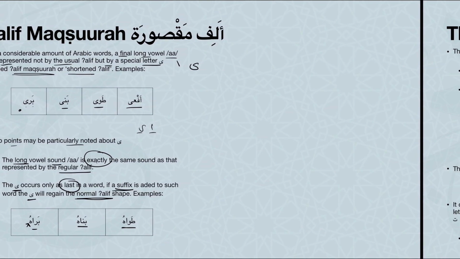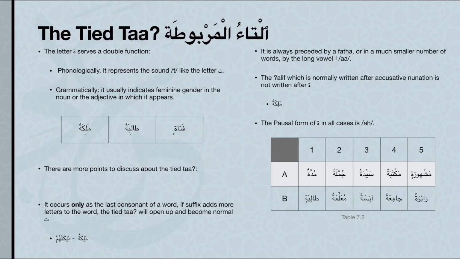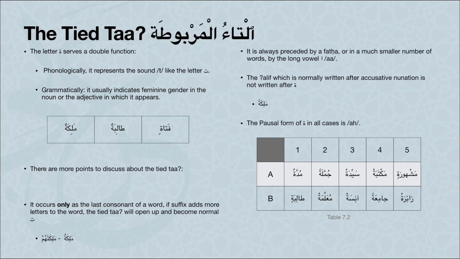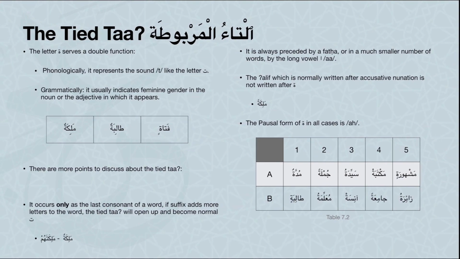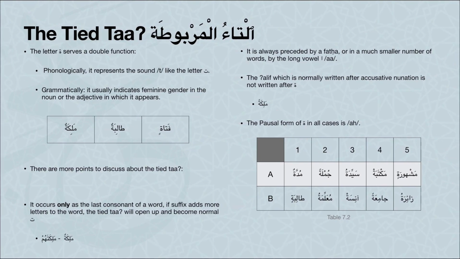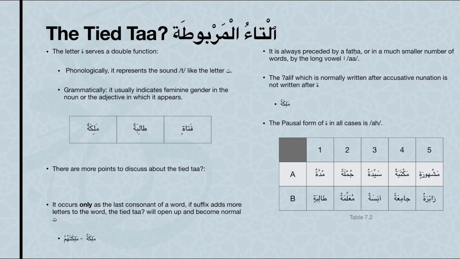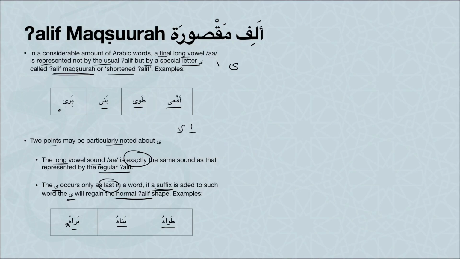The alif maqsura, I think, we're done with it. If there are any questions, you can always find me in the server. Now we're going to discuss the meat of the lesson, which is the ta marbuta, which is basically what we call the tied ta. Tied ta is basically a normal ta where we tied both edges together and it became a circle with two dots, not to be confused with the letter ha, which has no dots.